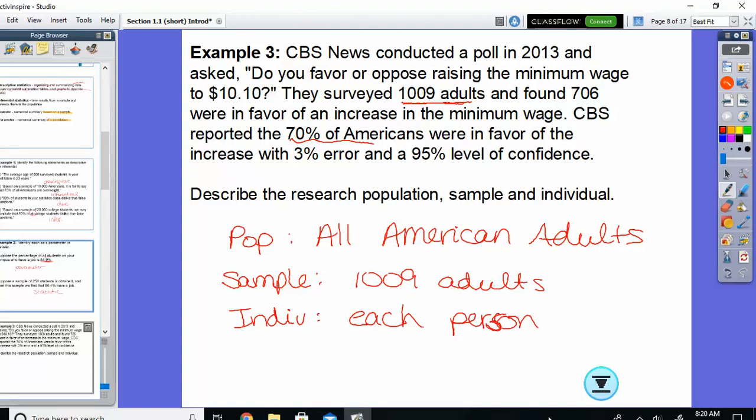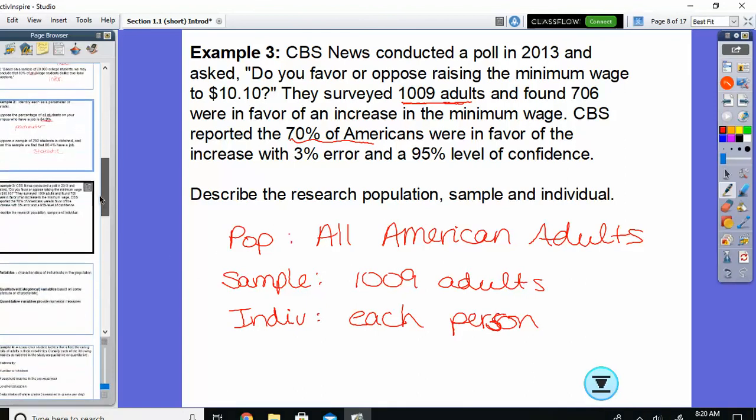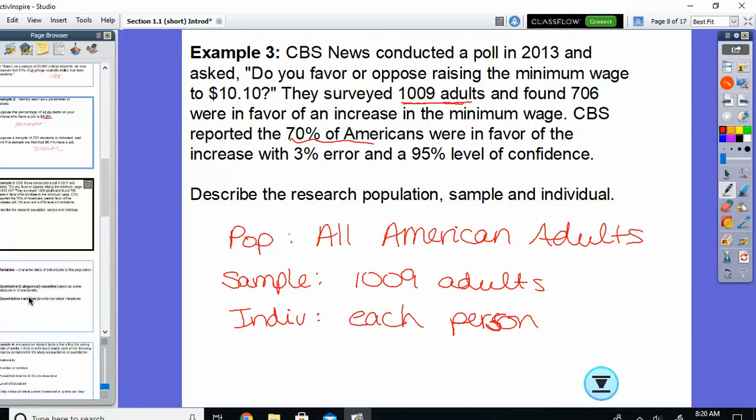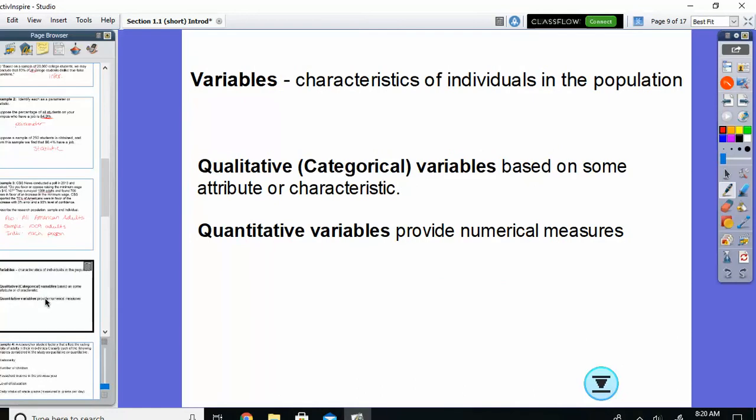Okay, the second half of what we're talking about today is talking about variables and all the different aspects of variables that we may be concerned with. We'll start with just a definition of what a variable is. So it's just some aspect that you're looking at in your population. In this case, our variable was if they wanted to increase minimum wage. It's the thing you're looking at. You know, a variable could be as simple as hair color, eye color, height, those types of things, or an opinion in this scenario. So your variable is just some characteristic of the individuals you're looking at.